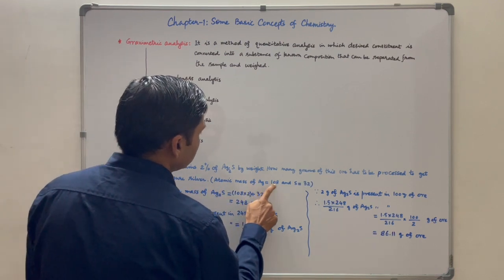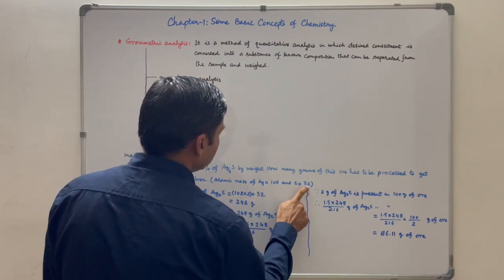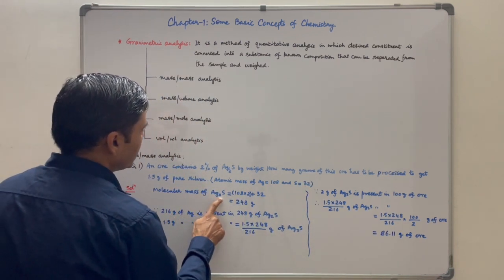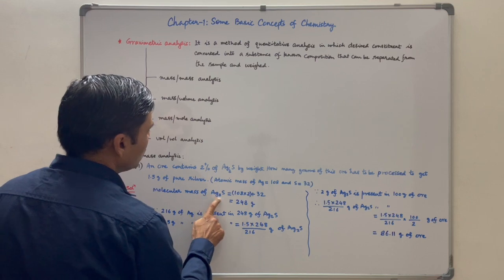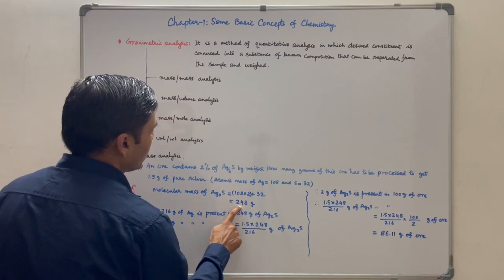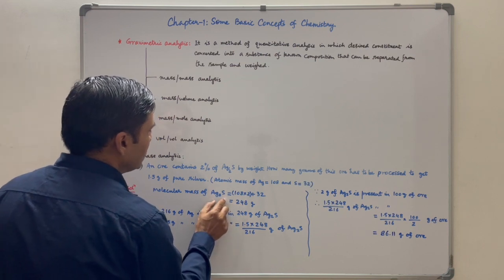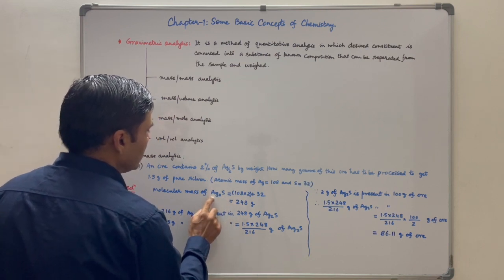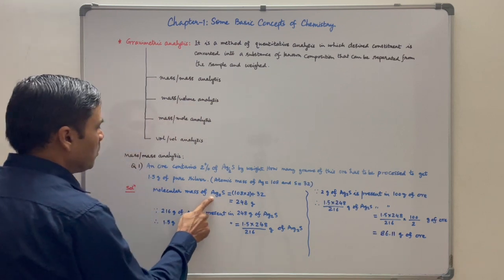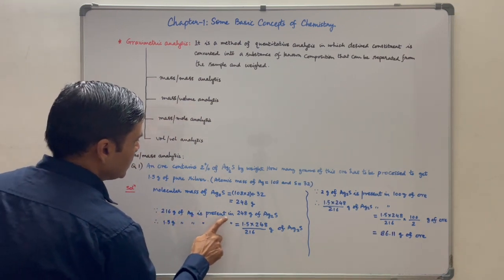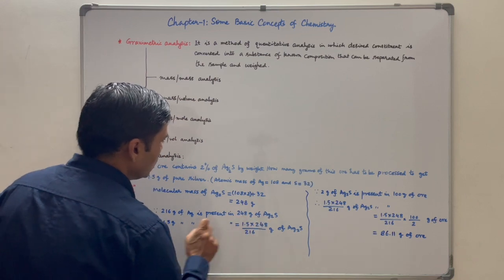Atomic mass of silver is 108 and that of sulfur is 32. First we will calculate the molecular mass of Ag2S, and that is 108 into 2 plus 32, that is 248 gram. So out of 248 gram of Ag2S, silver is 216 gram. So we will form our logic here. 216 gram of Ag is present in 248 gram of Ag2S.